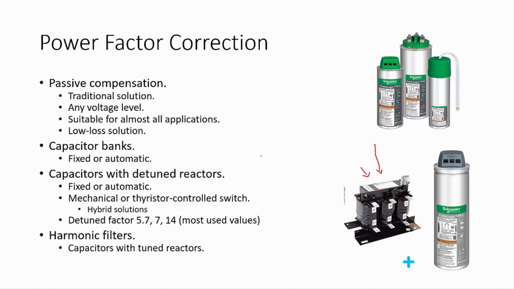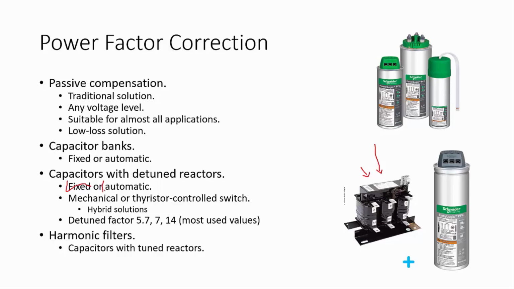Now, these capacitors working in series with detune reactors can be fixed as well. It's very rare to see a fixed standalone capacitor bank with detune reactors. They do exist, but they're not as common. You will find them most likely being automatic units, large units like over 100, 150 kVAR. And the switching can be mechanical, which of course has advantages and disadvantages, or thyristor control, which is all the frill in the market right now. Now, there are also hybrid solutions that can contain fixed capacitors, mechanical switching, and thyristor control switching all in one unit, and that's a very elegant, very nice solution.